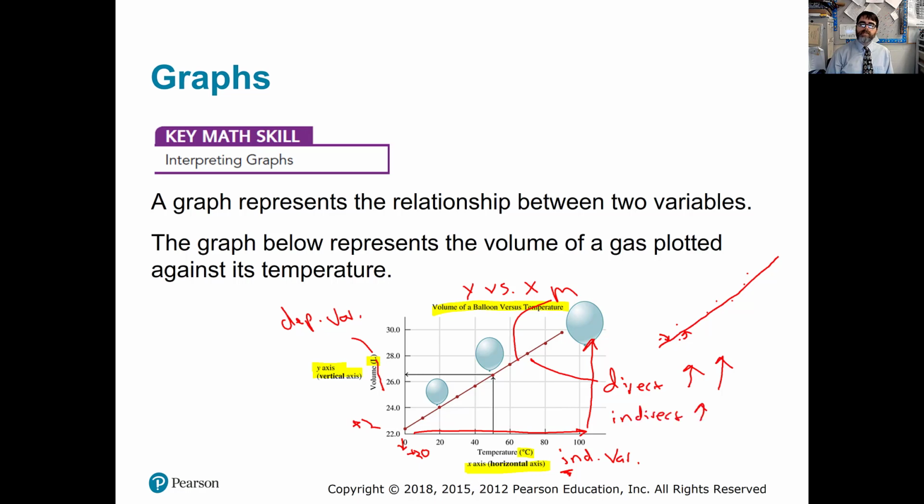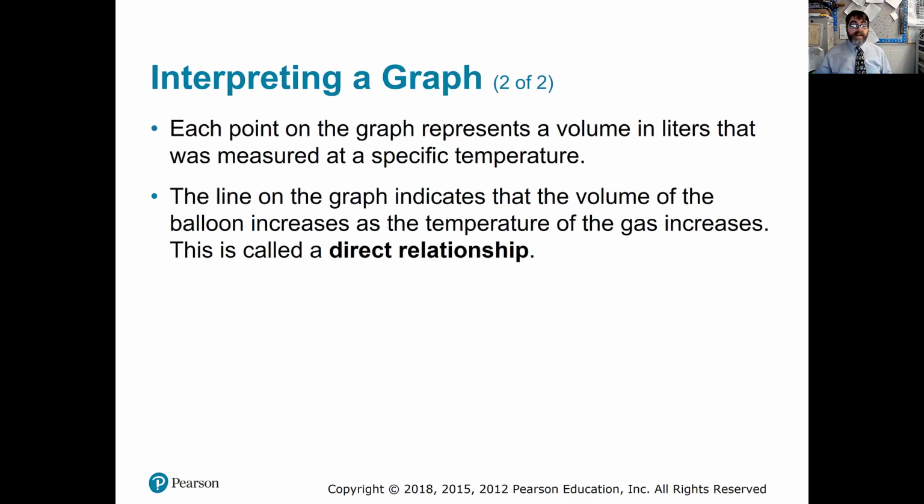Indirect, as one goes up, the other goes down. Turns out you'll get a negatively sloped line when you do that. And it turns out that's vice versa as well for both of these. For a direct relationship, if it goes down, the other goes down. And on this one, if the first one goes down, then the second one goes up. Direct, they're going in the same direction. Indirect, they're going in opposite directions. And that finishes this section.